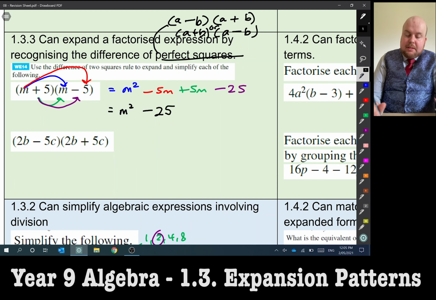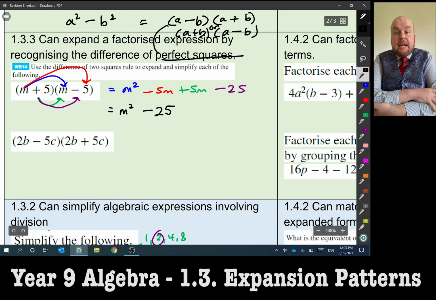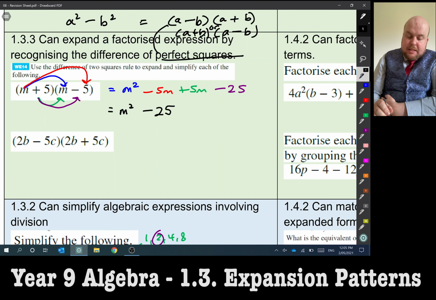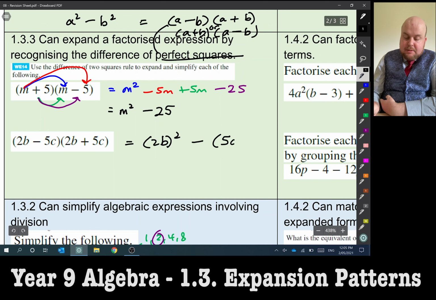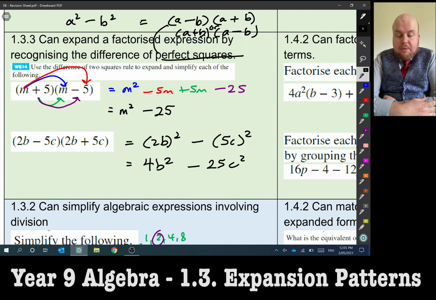So the pattern that we've got here is, you see how these two brackets have got the same thing at the start, the same thing at the end. The only thing that's different is that in the middle there's a plus and a minus, which means that the final answer will always be the first thing squared take away the second thing squared. So for example, in this one, the final answer will be the first thing squared take away the second thing squared. Minus 25c squared.